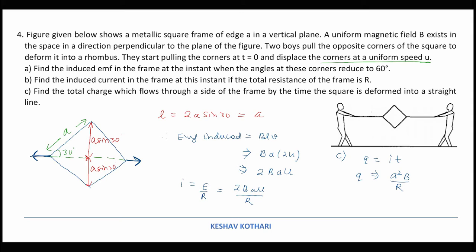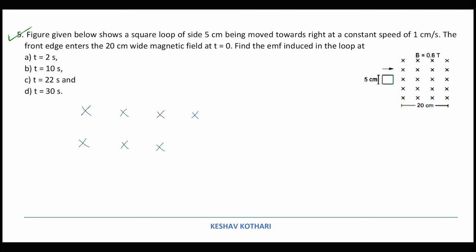So we are dealing with problem 5. Figure given below shows a square loop of side 5 cm being moved towards the right at a constant speed of 1 cm per second. The front edge enters the 20 cm wide magnetic field at t equal to 0 second. Find the EMF induced in the loop at t equals 2 seconds, t equals 10 seconds, t equals 22 seconds, and t equals 30 seconds respectively.